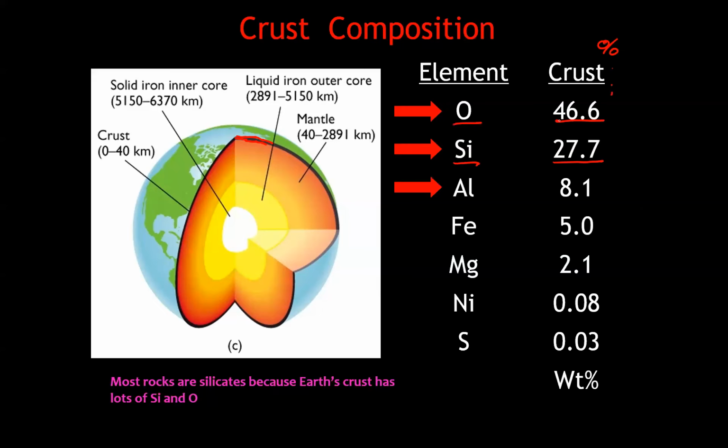Then there are other things as well. There's a little bit of aluminum, iron, and magnesium. But compared to silicon and oxygen, they're a relatively minor part, so that most of our minerals end up being made mostly of silicon and oxygen. They make silicate minerals.